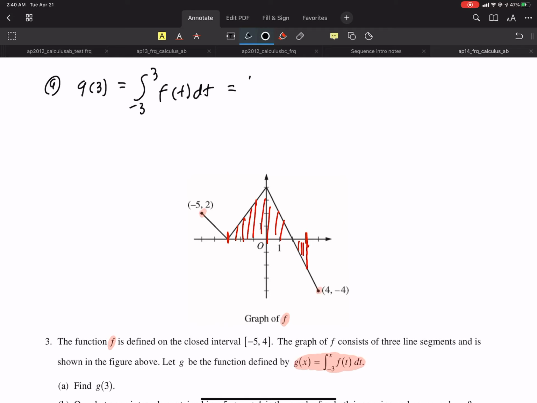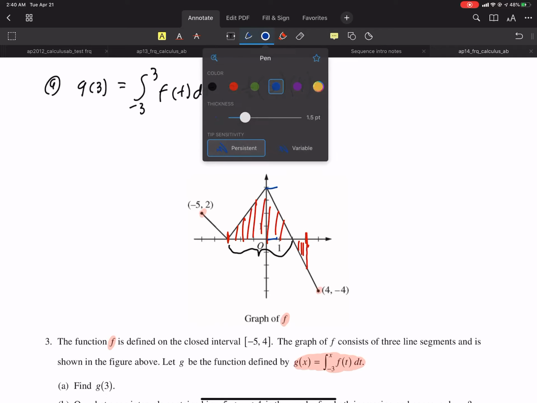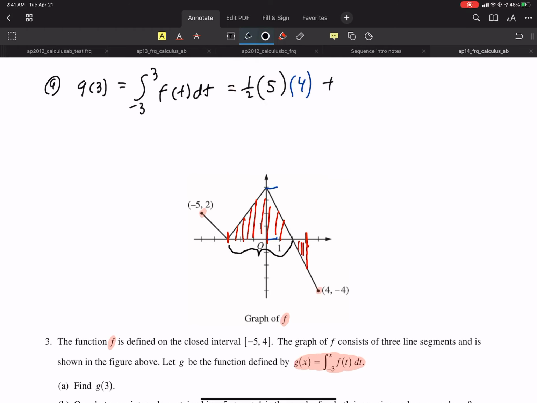That's going to be 1/2 the base times the height. This distance from here to here is 5, that's the base. The distance from here to here, 1, 2, is 4. So that's the area of the first triangle. Then the second triangle is going to be 1/2 the base. From here to here is 1. Now the question is, what's that distance there?